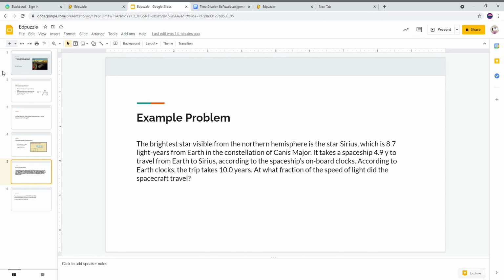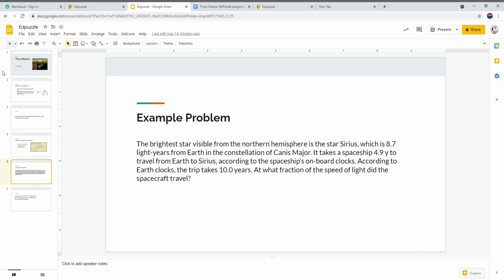A question that I have before we start is, which of the two times would be the dilated time? Would it be the 4.9 years or the 10 years? You can answer that now.